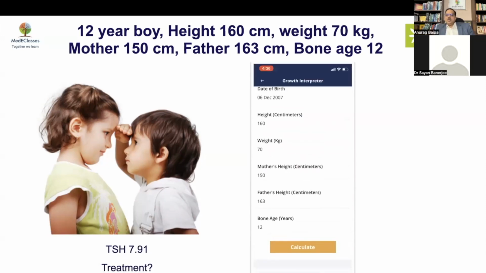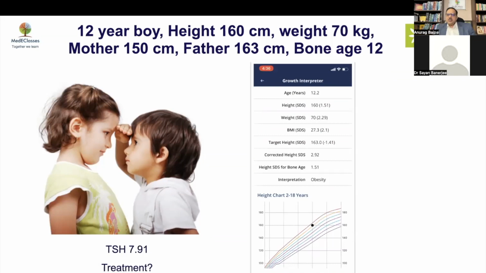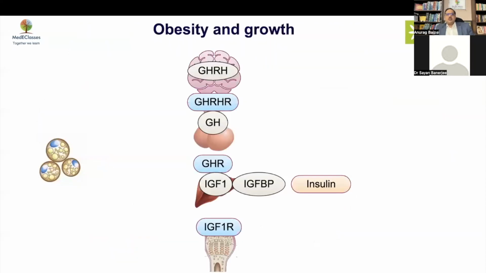So if you look at the oral analysis and interpretation of this child, he has a constitutional pattern. He is a tall and obese child, and doesn't require any evaluation and management in terms of thyroid perspective. So this TSH of 7.91 is actually the effect and not the cause, and we need to follow up, and in most cases it will improve over the next 2 months or so in that regard.